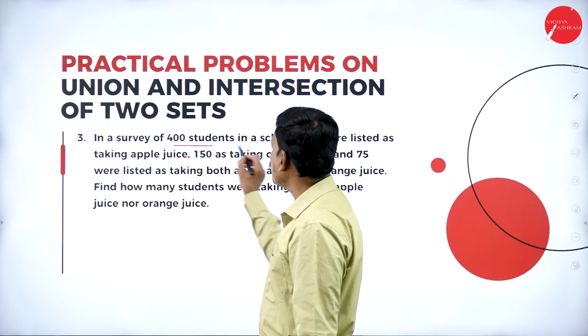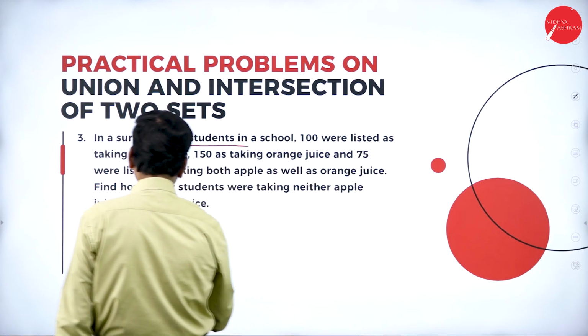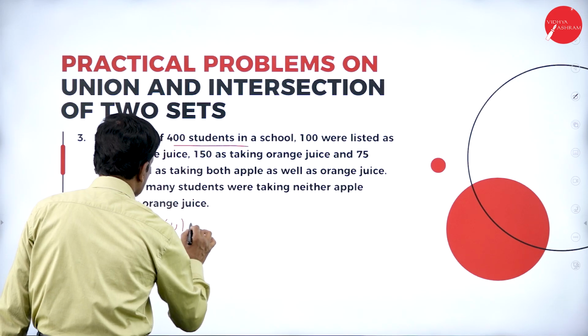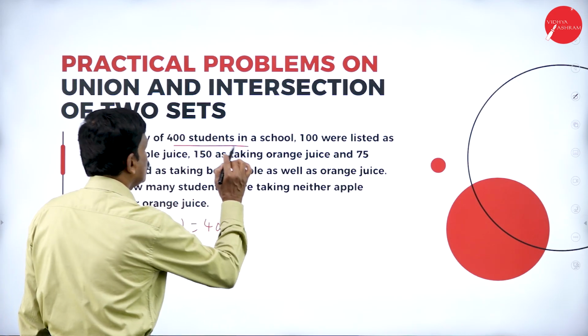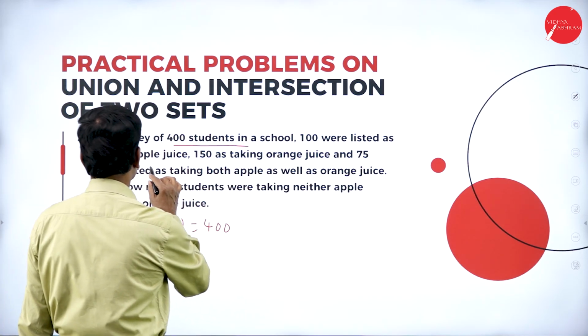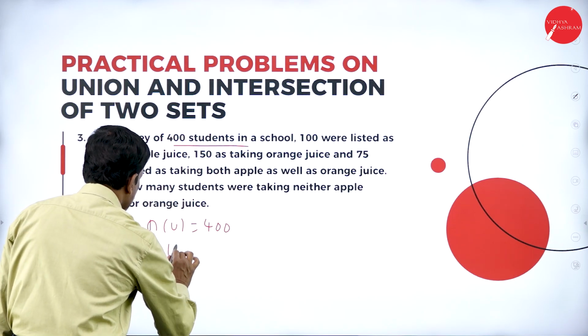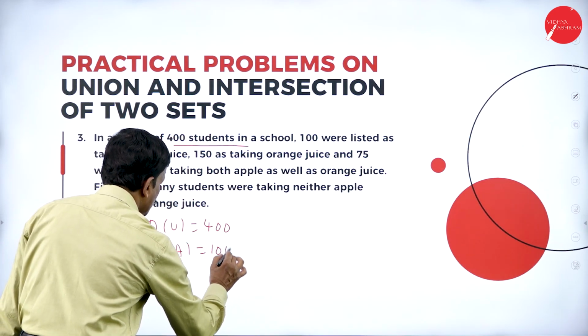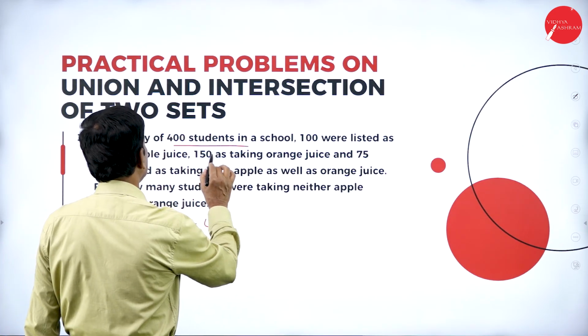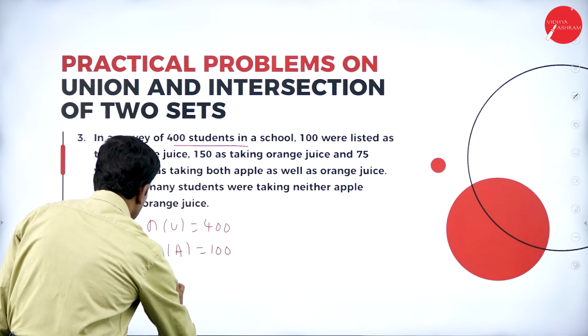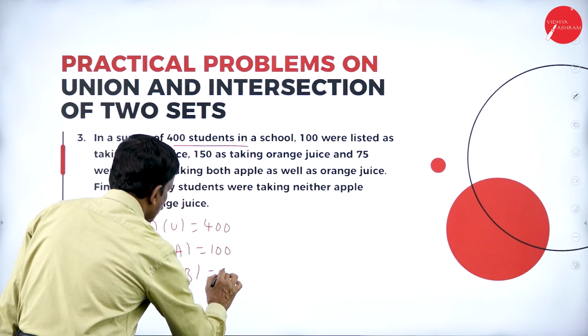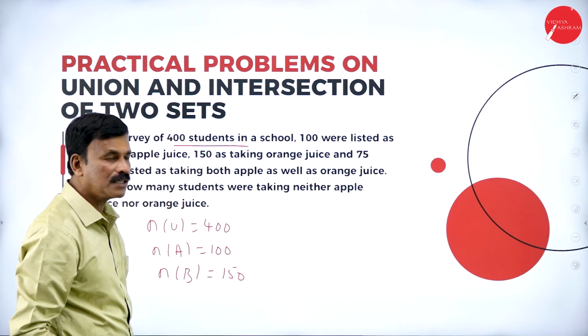In a survey, 400 students in a school. So that is what is given. N of U is equal to 400. In a school, 100 were listed as taking apple juice. Number of students who take apple juice is 100. N of A is 100. 150 as taking orange juice. Call it as B. Number of students who take orange is 150. Call it as N of B.